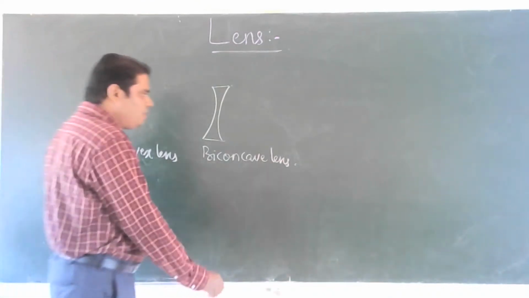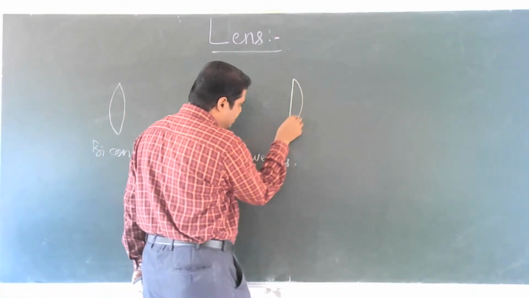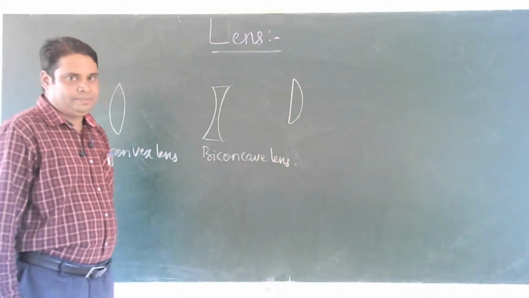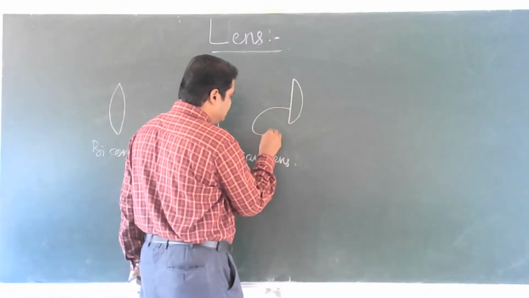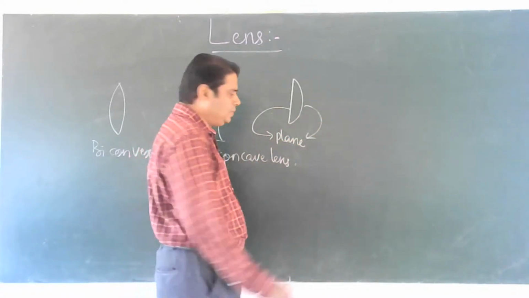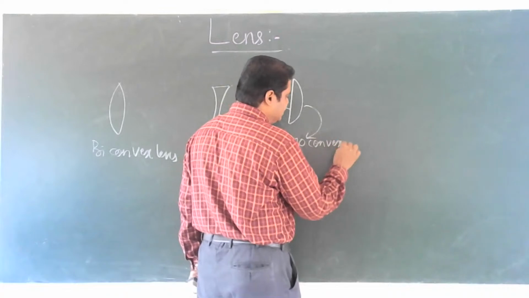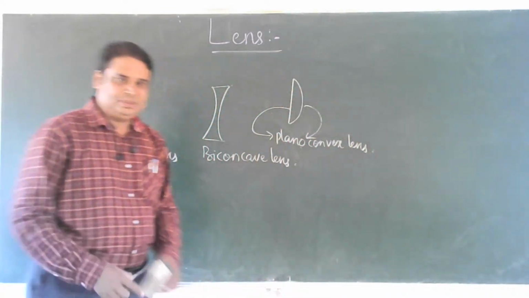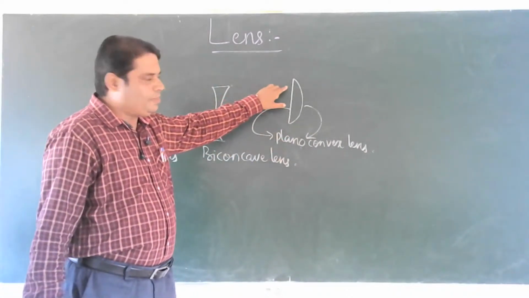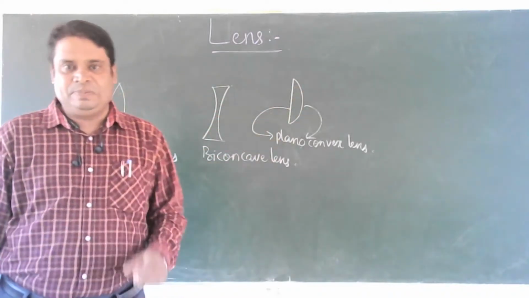We have one more category of lens. See, this is also a lens. What lens? This surface is plane. This surface is convex. So this lens is called plano-convex lens. I hope you understand. Now, this word is good for that definition: a lens is an optical medium bounded by two surfaces, at least one of which is spherical.